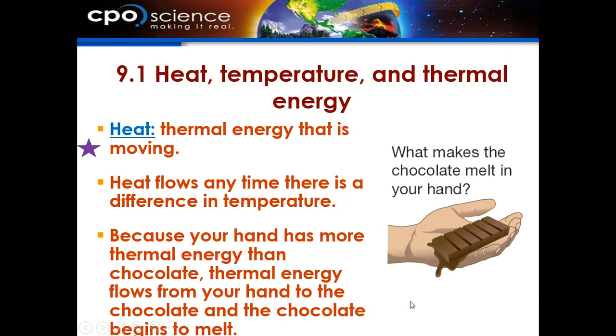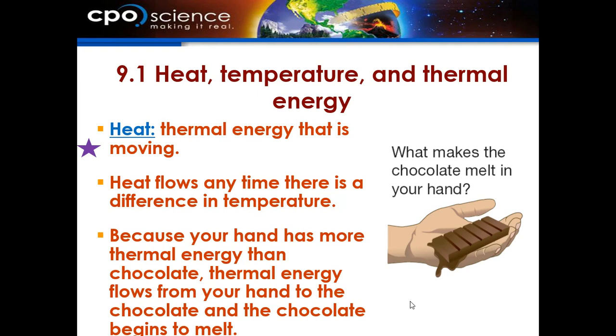Heat, temperature, and thermal energy. Heat is just thermal energy that's moving, so it's a transfer of thermal energy. The picture here says, what makes that chocolate bar melt in your hand? Well, the heat from your hand is traveling to that chocolate bar. The chocolate bar is room temperature, which is cooler than your body temperature. So heat from your hand is traveling to that chocolate bar, increasing its temperature and changing its properties.